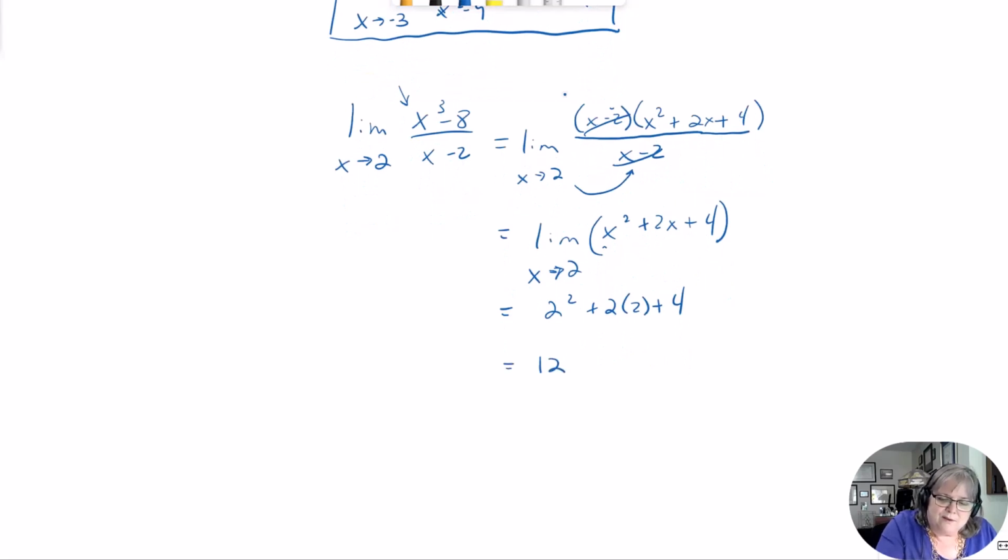And then notice there's one equals sign per line. You have to use the word limit until you actually sub in the number. Then you can drop the limit. But then when you make your full statement, it looks like this.